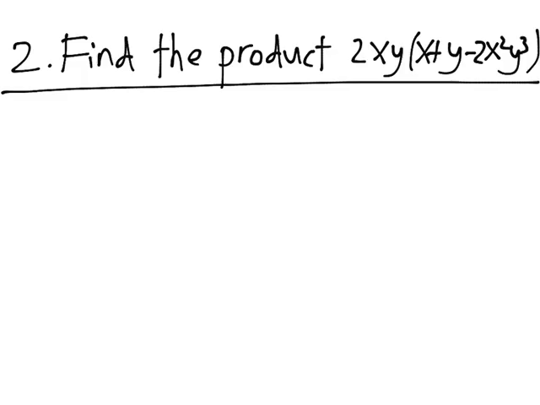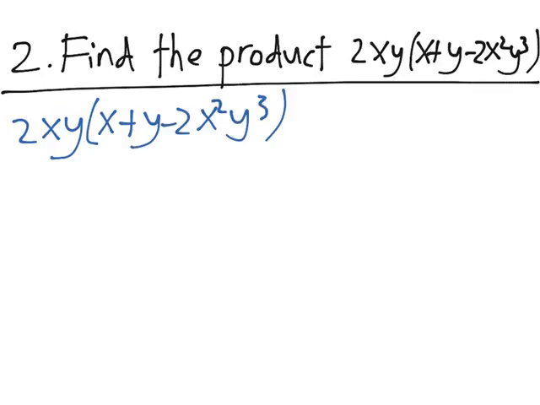Problem 2. Find the product 2xy times x plus y minus 2x squared y cubed. First, let's write this out. 2xy times x plus y minus 2x squared y cubed. Again, we use the distributive property. The first term is 2xy times x. This gives us 2x squared y. The next term is 2xy times y, which gives us 2xy squared.